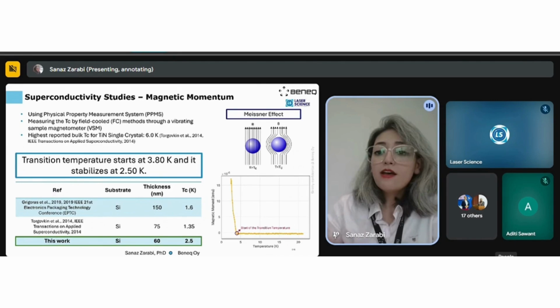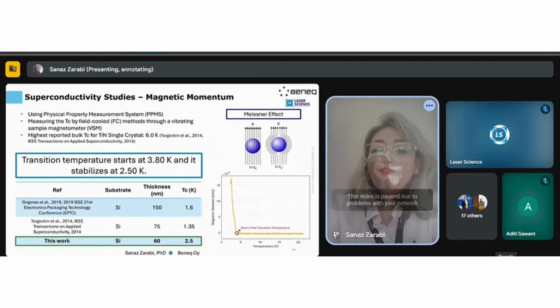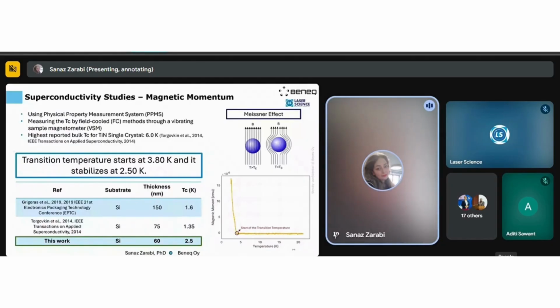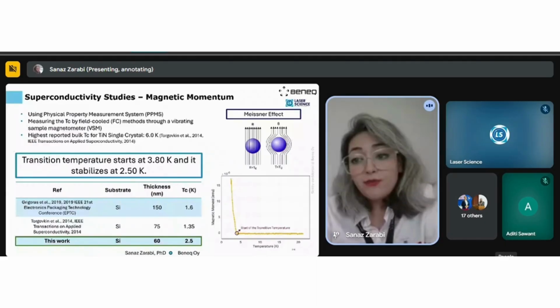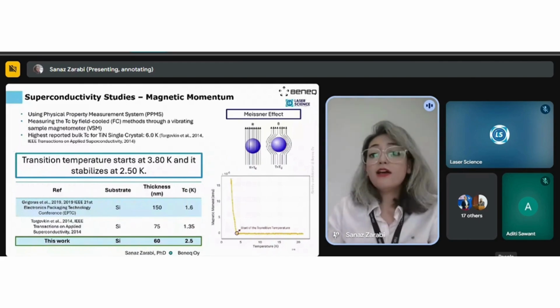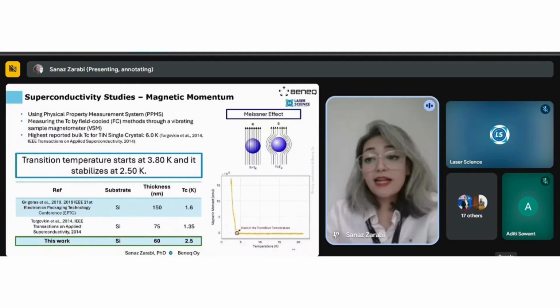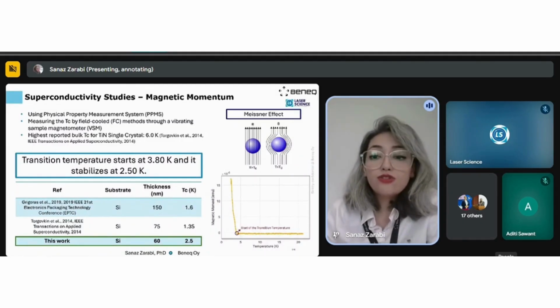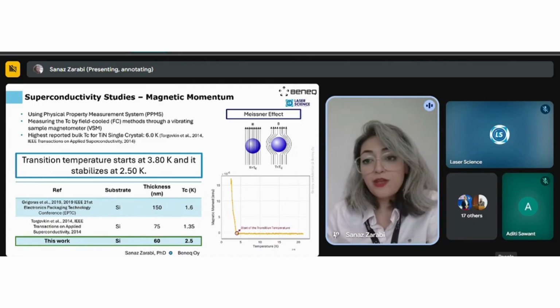This is a strong indication that our grown tin nitride has successfully entered the superconducting state, even in the presence of chlorine impurities. To put this in context, previous studies using the same precursors and thermal ALD reported much lower critical temperature values, like 1.6 Kelvin for a thicker film of 150 nanometer and also 1.35 Kelvin for a 75 nanometer film. It's worth noting that the film thickness tends to lower critical temperature due to quantum confinement and surface defects.